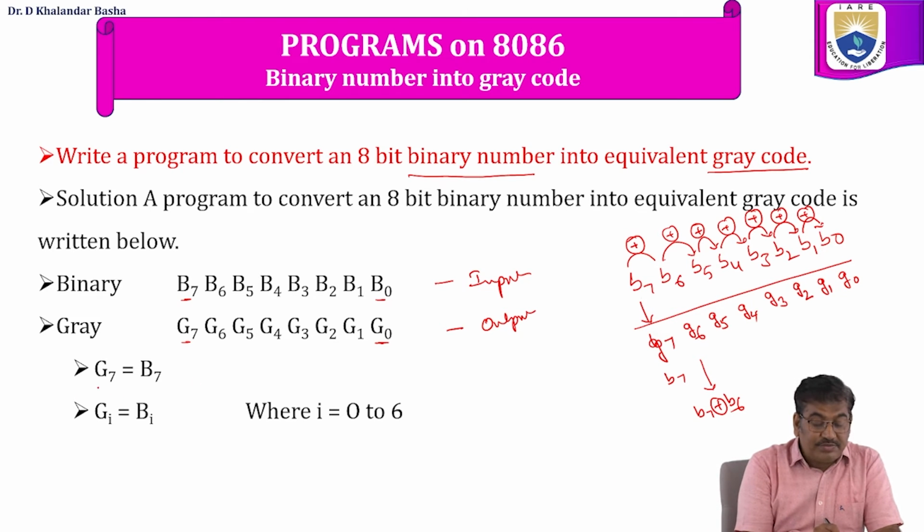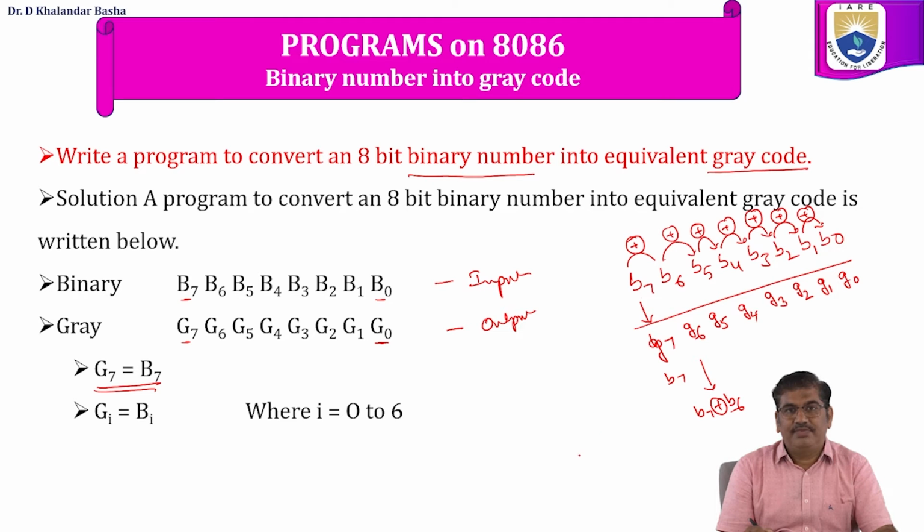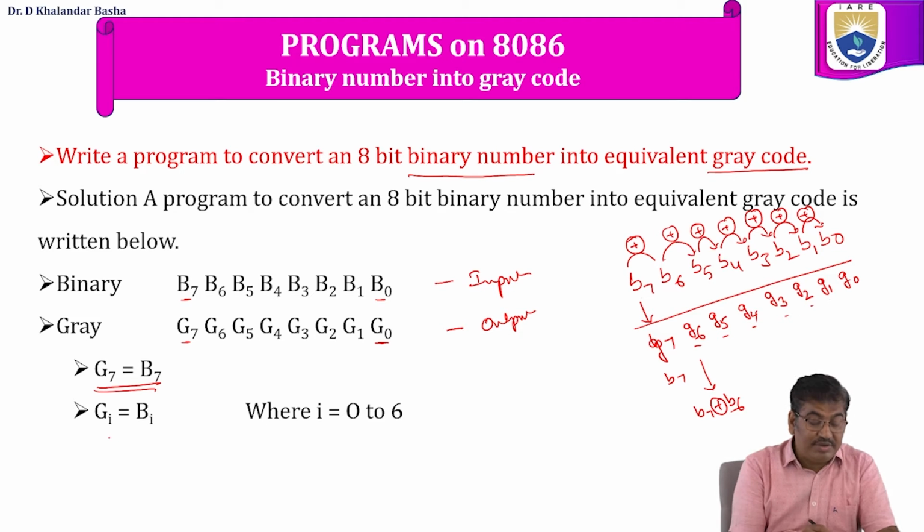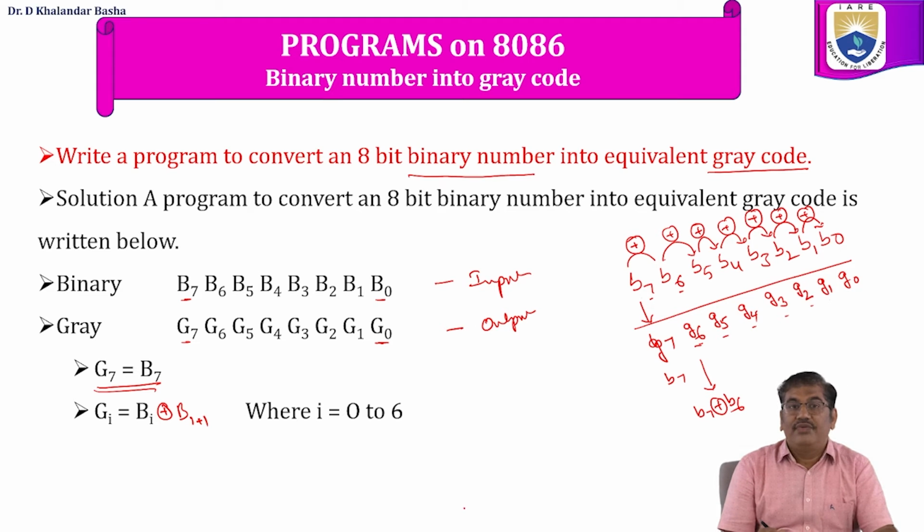So here we will write the expression as G7 equals B7, whereas the next digits of gray code will be generated as Gi equals B of i XORed with B of i plus 1, where i will take the values from 0 to 6. So this is the logic for converting a binary number into a gray code. Now we will see the programming part.